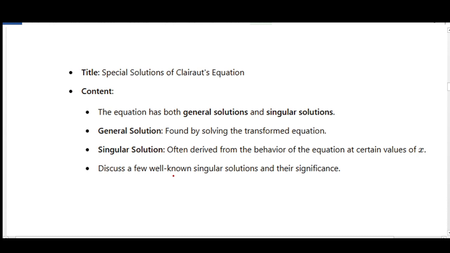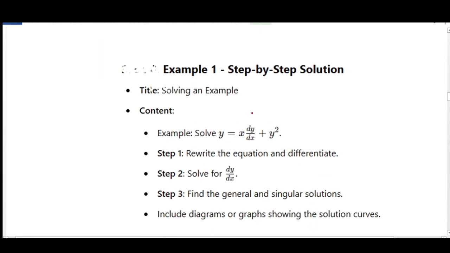So let's discuss a few well-known singular solutions and their significance. Yes, friends, very important. We can see very simple. Suppose in the above example you have seen step-by-step solutions. So when you see the solution of y is equal to x divided by x plus y square, remember this, friends. Rewrite the equation and differentiate. Okay, this is what we have to do.